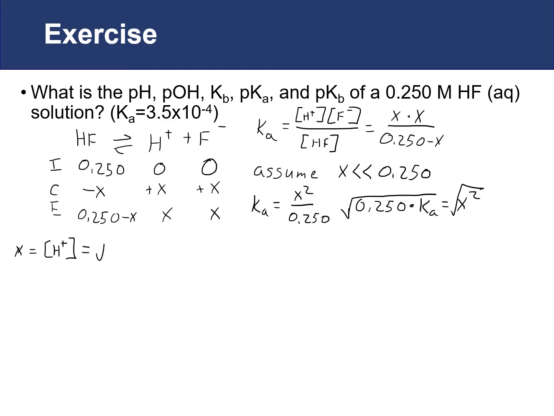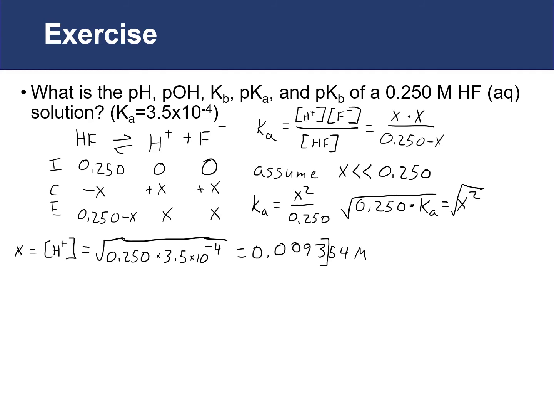This is equal to the square root of 0.250 times our Ka, which is 3.5 times 10 to the negative 4. All that is being square rooted. Plug that into your calculator, you'll find that it's 0.00934. In terms of significant figures, our Ka value only has 2, and so our answer will only have 2 significant figures. This is molar.